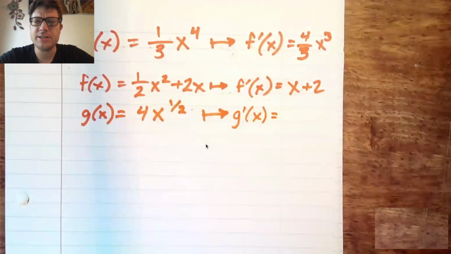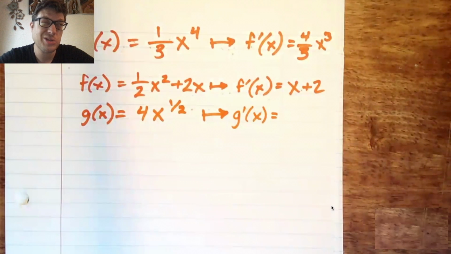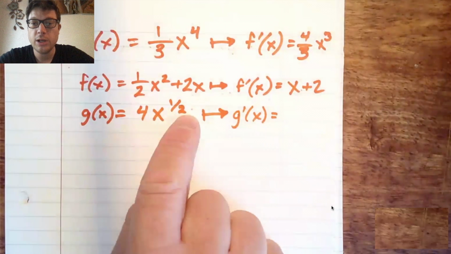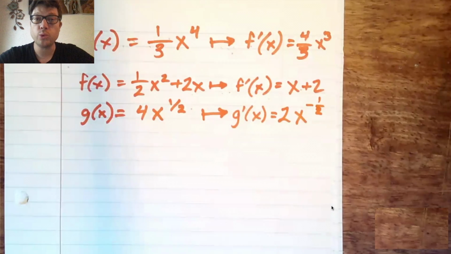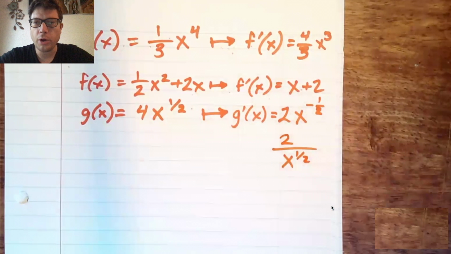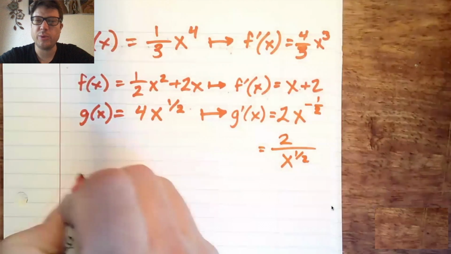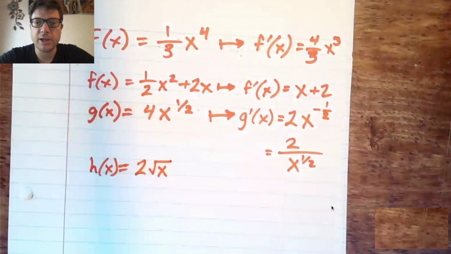Hey, g of x equals 4 times x to the 1/2 power. Well, remember that is also square root of x, so we're kind of answering the square root derivative at the same time. But you still can multiply the exponent and coefficient and then subtract the exponent by 1. The power rule shortcut works for root functions. And then you should probably rewrite it with a positive exponent or something.